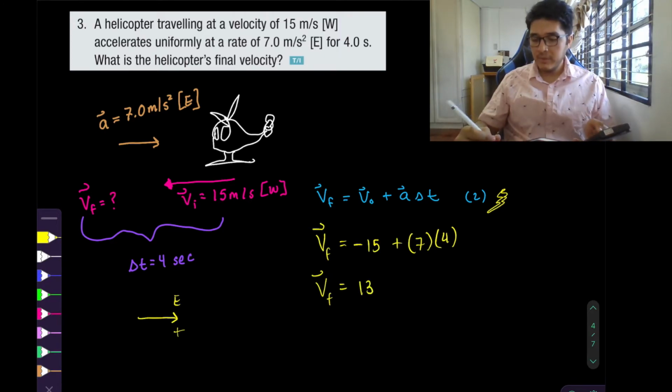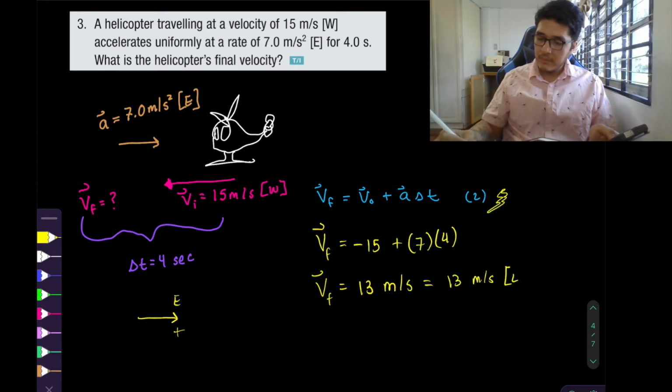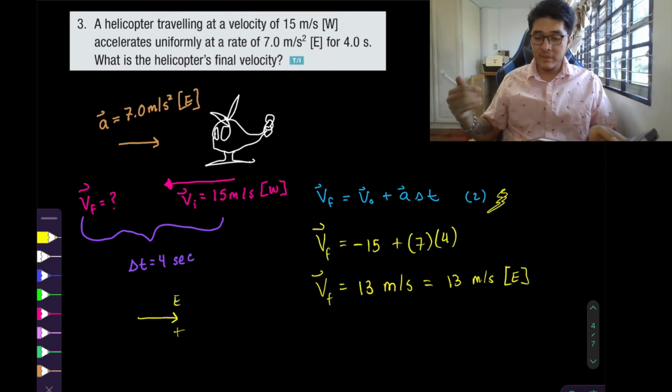We get 13 meters per second. Now, because we did get a positive value, this means that this is traveling east now. So 13 meters per second east. Wow, so the helicopter was traveling that direction, then it probably changes direction at some point. All right, that's good.